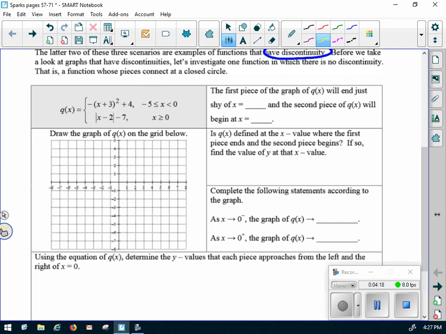Now notice you've got fences at x equal -5 and at x equals 0. Again, please remember the fences are not part of the graph. I'm going to draw this one in red. So what have we got there? We've got a parabola that's been shifted left 3, up 4, and it's reflected over the x-axis. So left 3, up 4, so you've got a vertex there, and reflected over the x-axis.